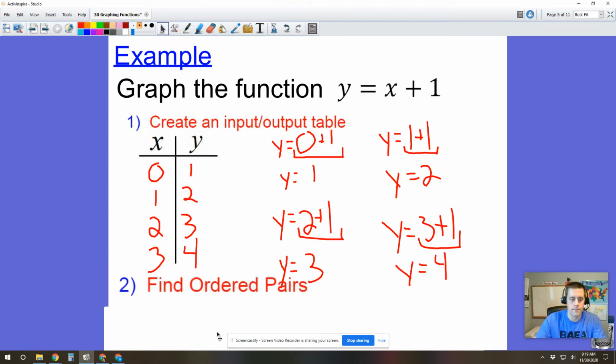Step 2, we're going to use that function table to create ordered pairs. Now, if you remember from our lesson on ordered pairs, every ordered pair has an x value.